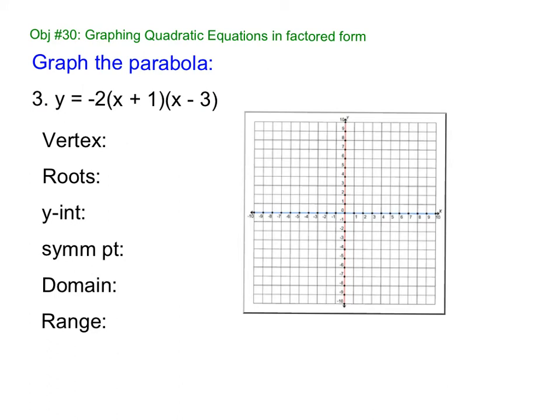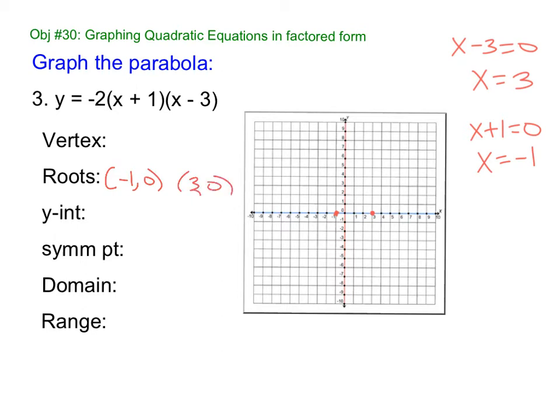All right. So I want you to pause, find your roots, find your vertex, and then stop. All right, so my roots: x minus 3 equals 0, so x equals 3. x plus 1 equals 0, so x equals negative 1. So negative 1 and 3. I know a lot of you write it as a point, so let's do that: negative 1, 0 and 3, 0.